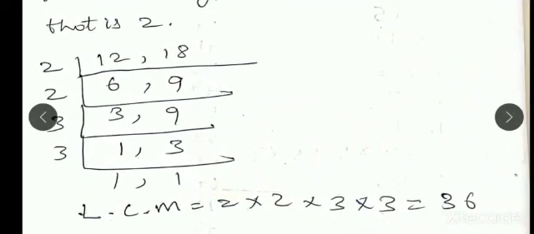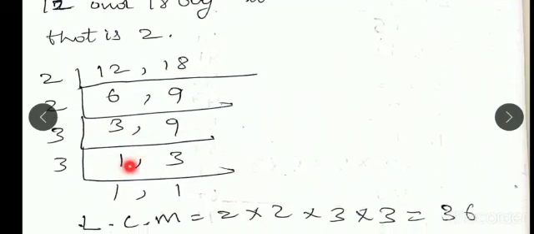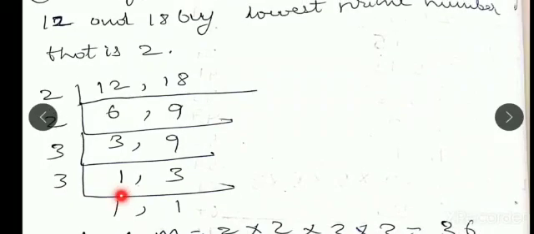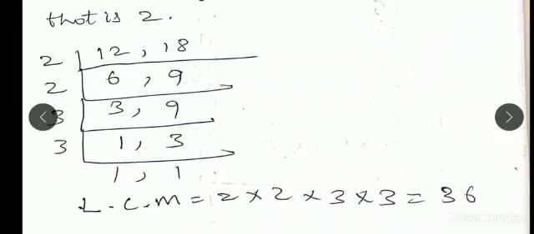Now I will divide 3 and 9 by 3. That is 3 1s are 3 and 3 3s are 9. Now I will again divide 1 and 3 by 3. Since 1 cannot be divided by 3, I will write 1 as it is, and I will divide 3 by 3, that is 3 1s are 3.